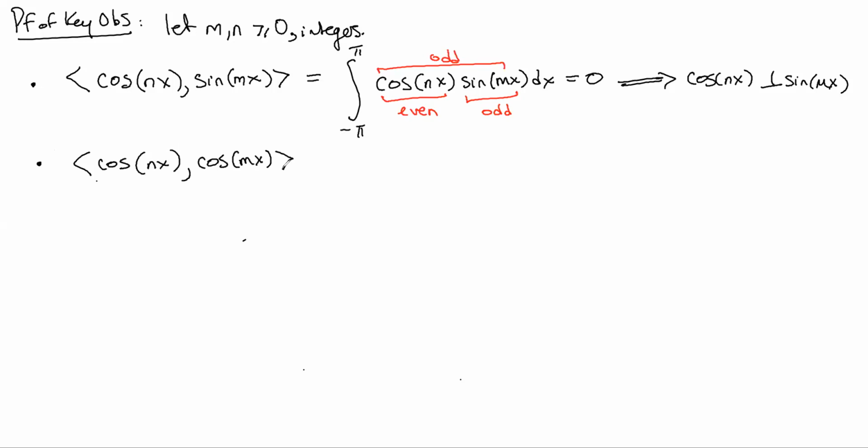Somebody asked, wouldn't they be odd and even if m and n were negative? Yeah, they would be. But we're just taking them to be integers. If you want, you can take them to be negative.